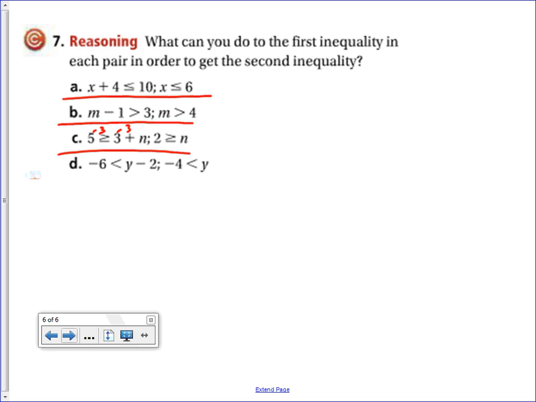Okay, and on the last one, if you wanted to get negative 4 is less than y, you would have to get rid of this minus 2, so you'd add 2 to both sides, and then you would have what the second side says over here. Okay, hopefully that's pretty straightforward and makes sense to you.